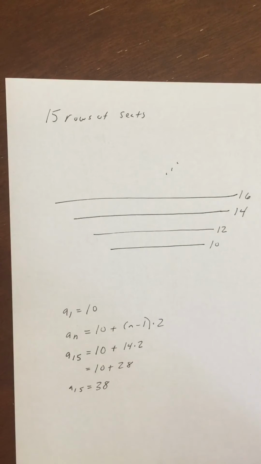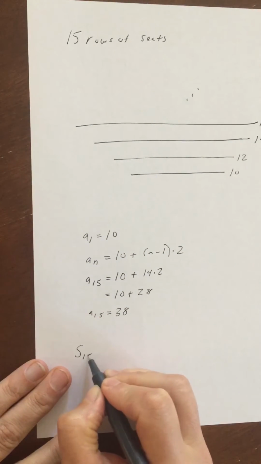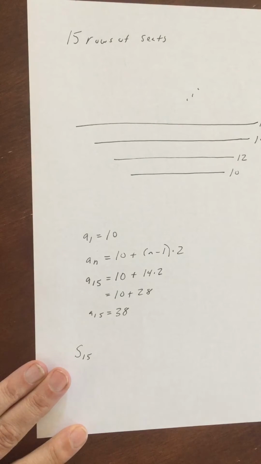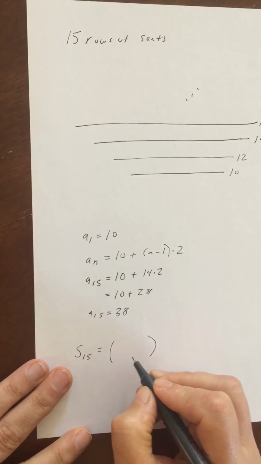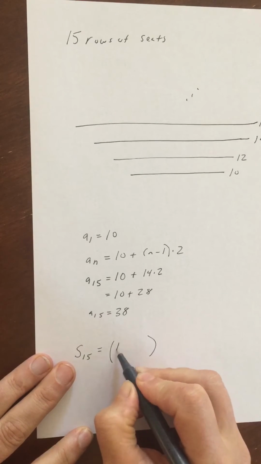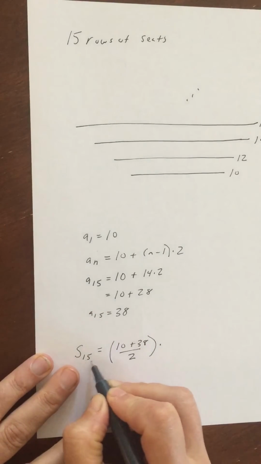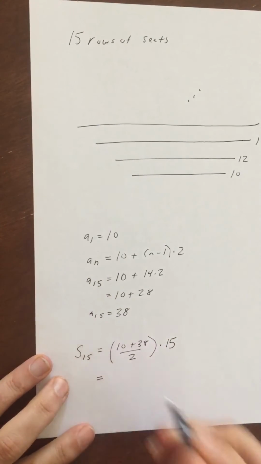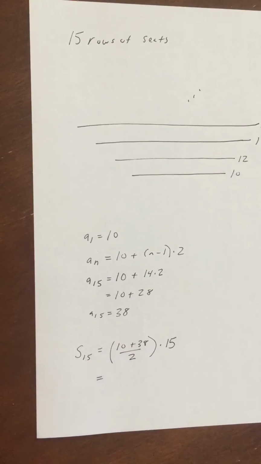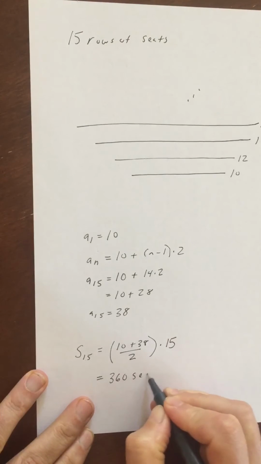Okay, so now I just want to use the formula. Hopefully you get the formula by this point. So I want to find S15, the sum of all the 15 rows of seats, right? It's going to be the average of the first and last thing in the sequence, okay? So it's going to be 10 plus 38 all over 2. And of course there's 15 things that I'm totaling up, so it's going to be 15 here, okay? So if I go ahead and do that, okay, looks like I get 360 total seats.